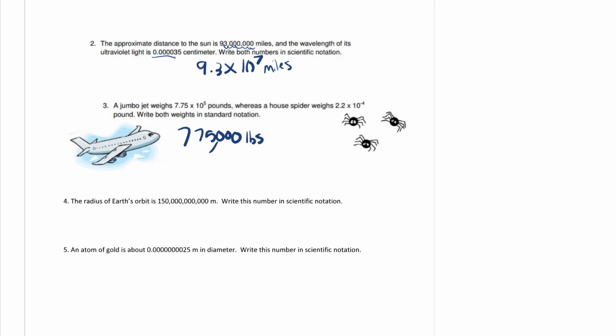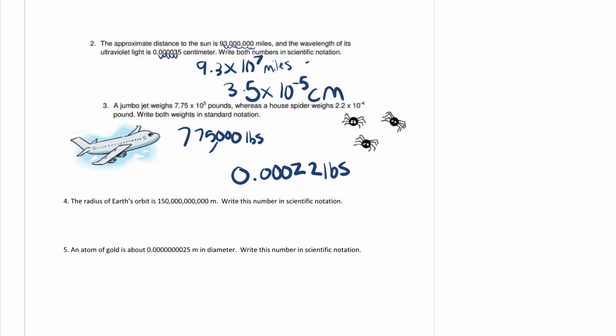Ultraviolet is 0.000035 centimeters, 35 millionths of a centimeter. We're going to take this and the decimal move 1, 2, 3, 4, 5 times. This is going to be 3.5 times 10 to the negative 5th centimeters. Likewise, this guy, we need to move the decimal to the left by 4. So we're going to add actually 3 zeros after we move that decimal one time. 1, 2, 3, 4. And that is in pounds.